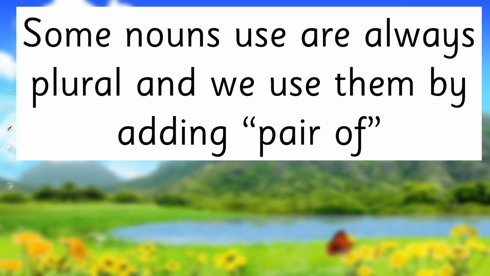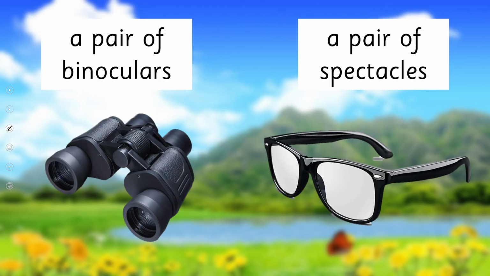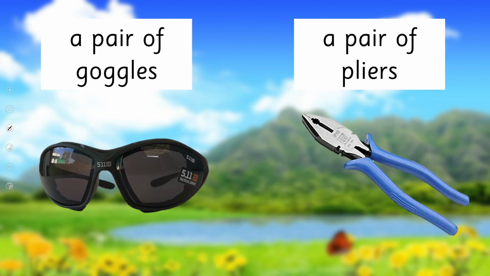Right? Some nouns are always used as plural, and we use them by adding "pair of." Now, what does it mean? There are some nouns which we always use in plural form, and before that we add "pair of." For example, a pair of binoculars and a pair of spectacles and a pair of goggles.